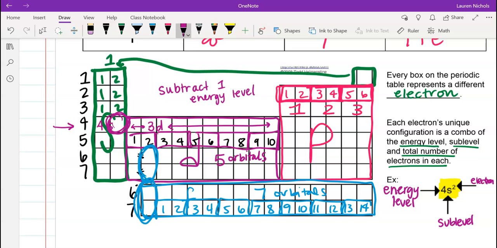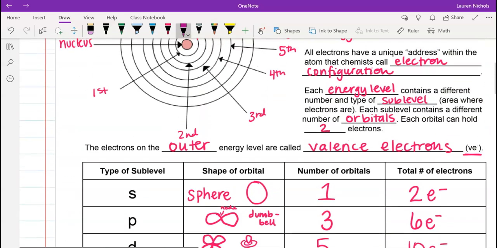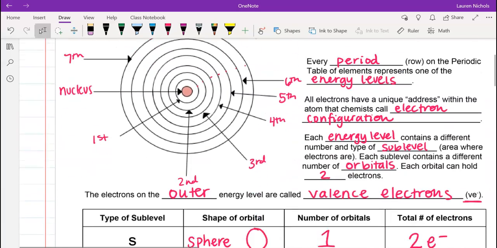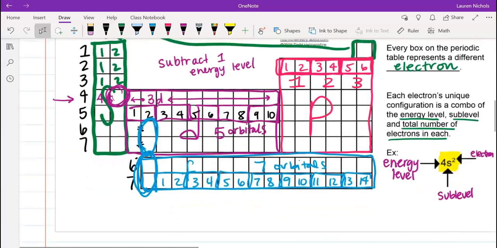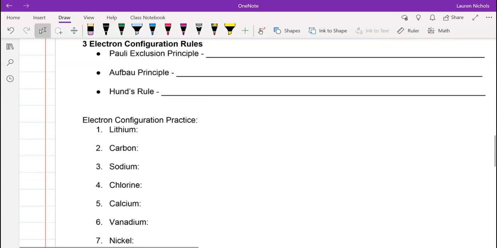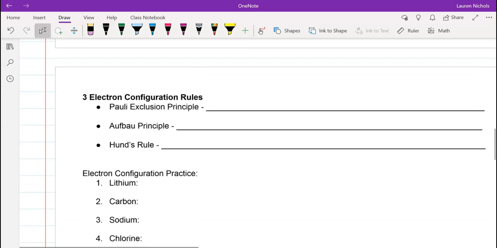And now that we've got the basics of all of this, the next video will actually give practice for how to look at the electron configuration and write it.